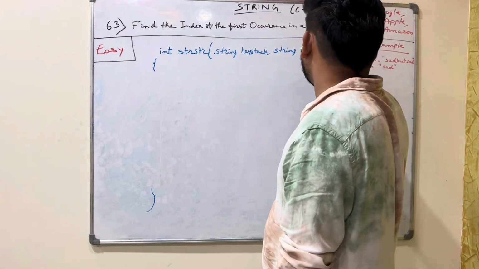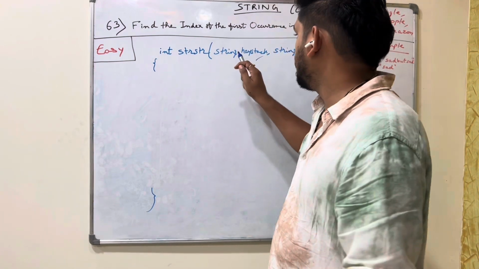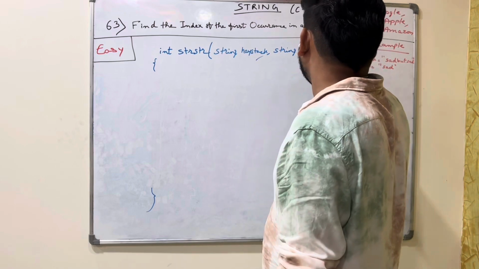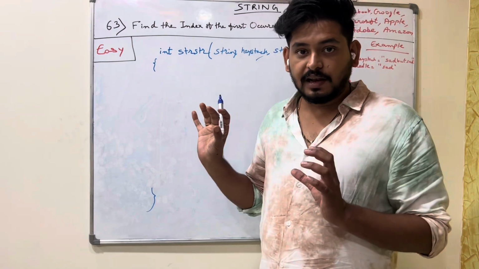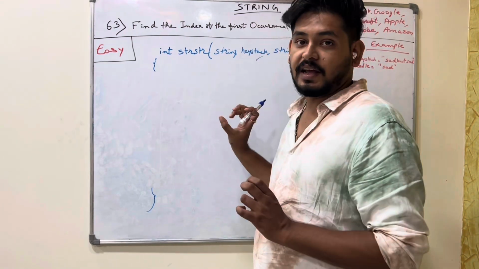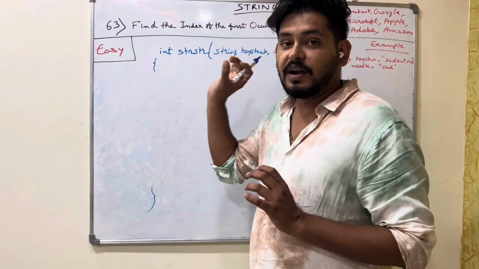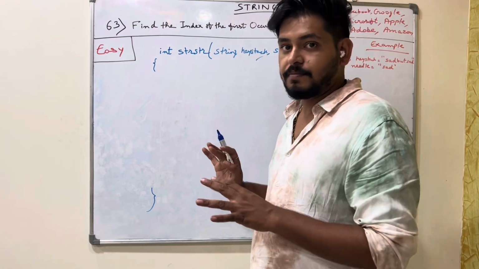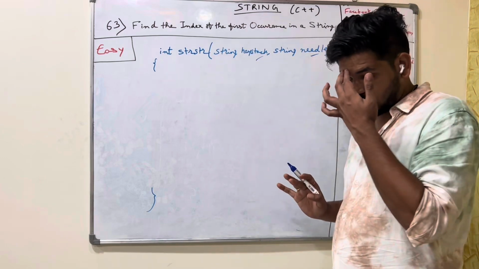So we are given two strings named haystack and needle. We need to find the occurrence of needle in haystack and we need to return the index of the first occurrence. Okay, so let's look at the example and we'll understand the question.